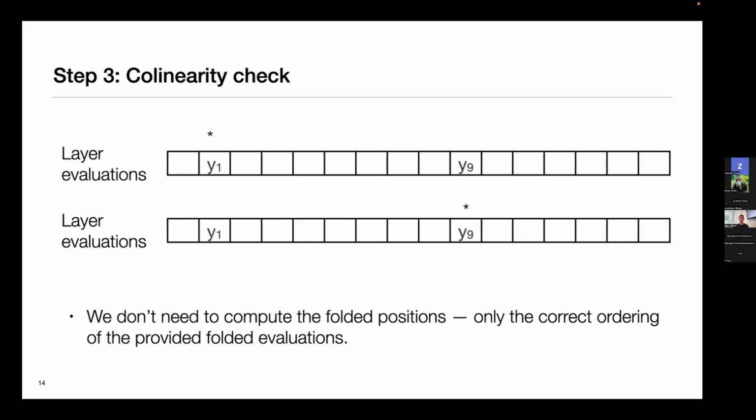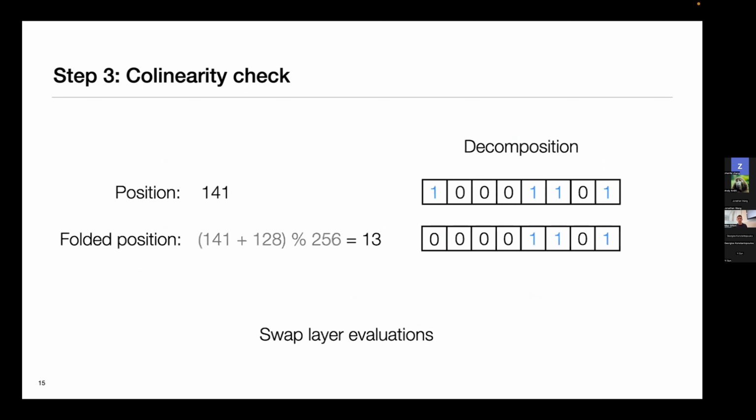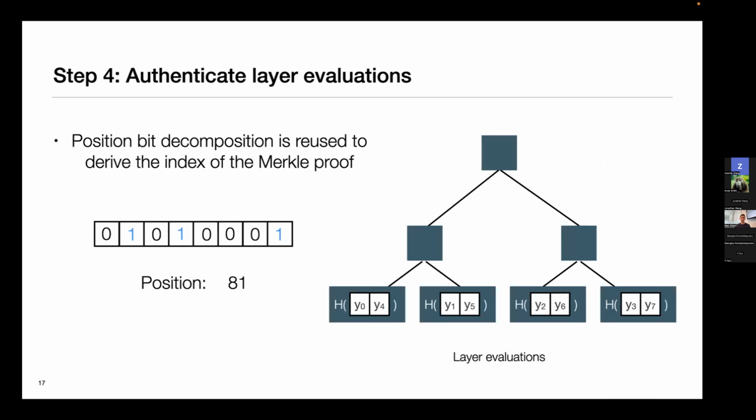So this would tell us that we need to swap these evaluations that were given to us. Hopefully that makes sense. This is also the case for the opposite direction: you don't need to swap if you drew something less than 128, as that 128 bit is now going to flip from 0 to 1. Another nice thing about this position bit decomposition is that we can also reuse it for the next step, step 4.